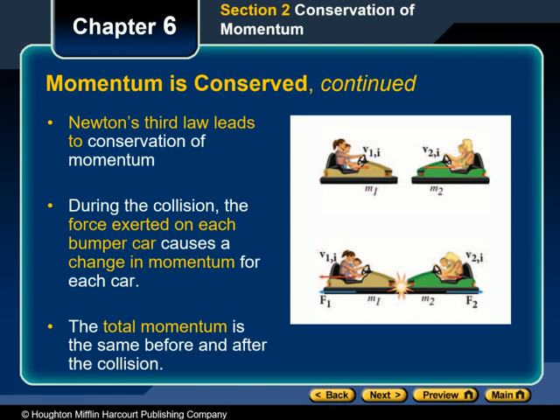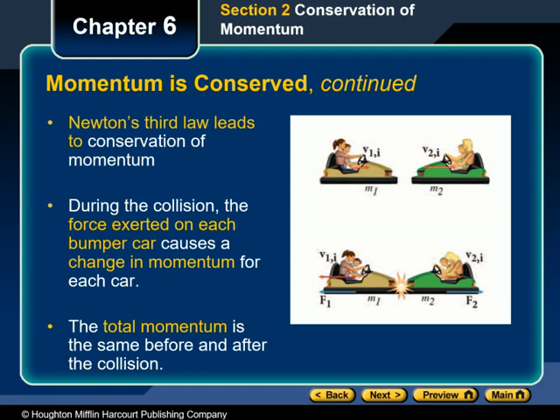Consider two isolated bumper cars, M1 and M2, before and after they collide. Before the collision, the velocities of the two bumper cars are represented as v initial 1 and v initial 2, respectively. After the collision, their velocities are v final 1 and v final 2.